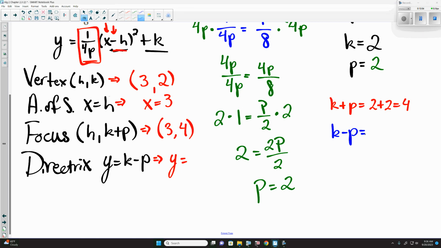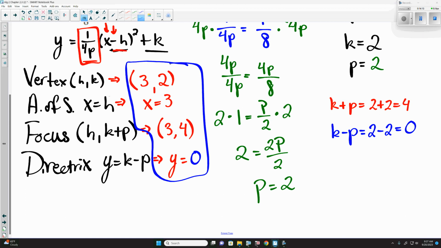And the last one is directrix. Directrix is given to us by the equation y equals k minus p. Well, the value of k is 2, and that's it. That's all we have to do for these. That's all it's asking for. That's all it's looking for.